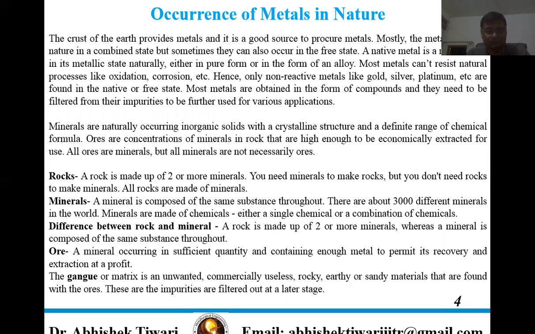What is the difference between rock and mineral? A rock is made up of two or more minerals, whereas a mineral is composed of the same substance throughout. An ore is a mineral occurring in sufficient quantity and containing enough metal to permit its recovery and extraction at profit. Gangue is unwanted, commercially useless, rocky, earthy, or sandy material that is found with the ores, and these are the impurities that are to be filtered out at a later stage.